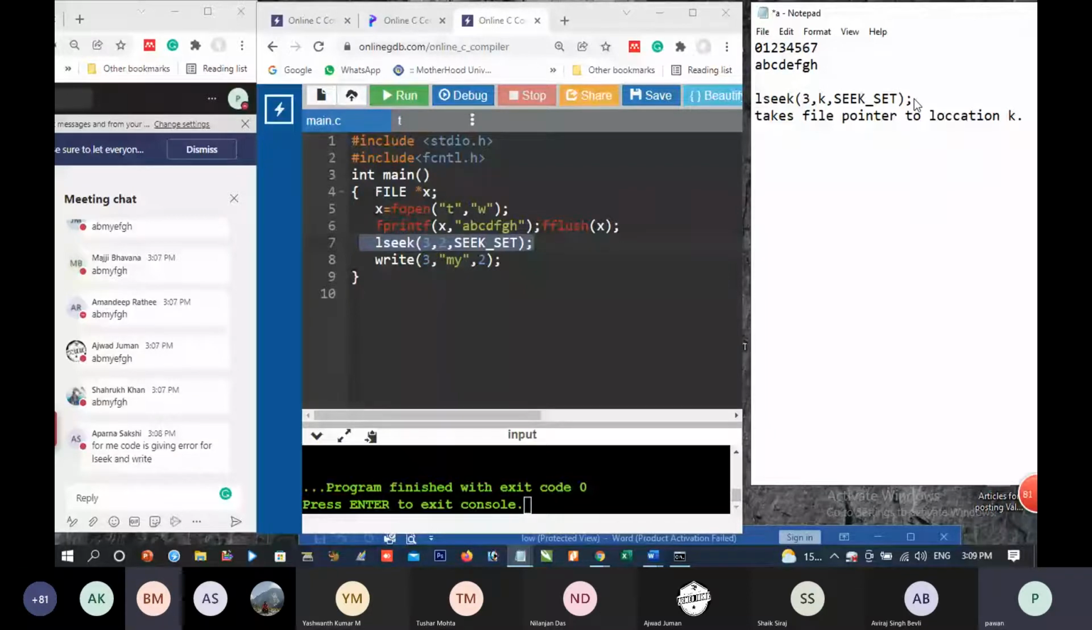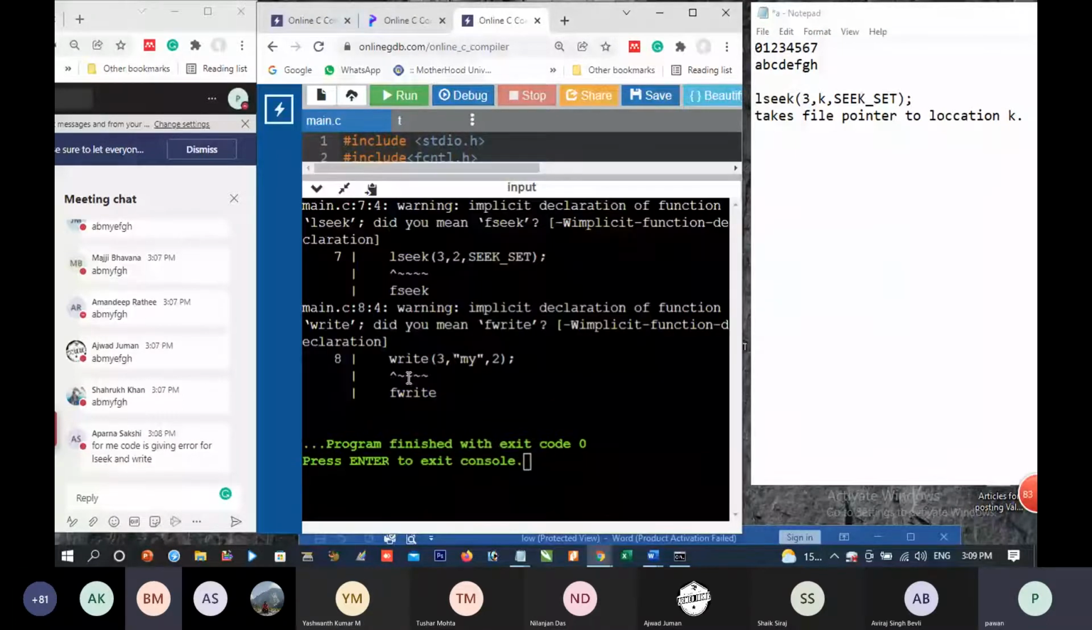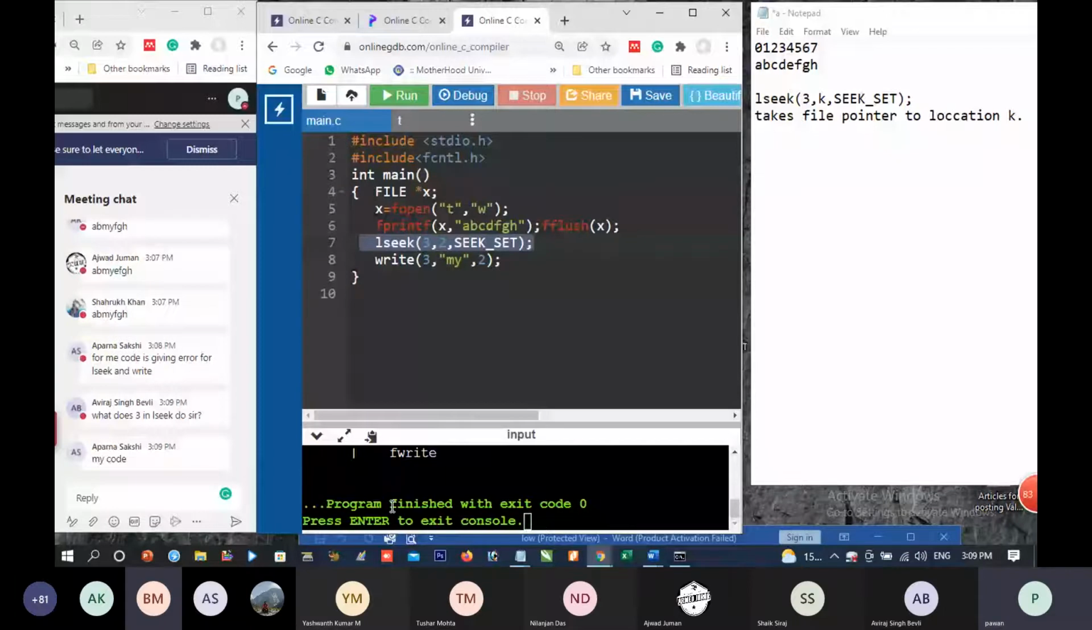Have you done the inclusion of fcntl.h? Is it giving you the error warning? I think it will be giving you a warning only, not the error. Yes, we shall teach you slowly and slowly. 3 is the file descriptor. And I will take a separate class on the file descriptor.